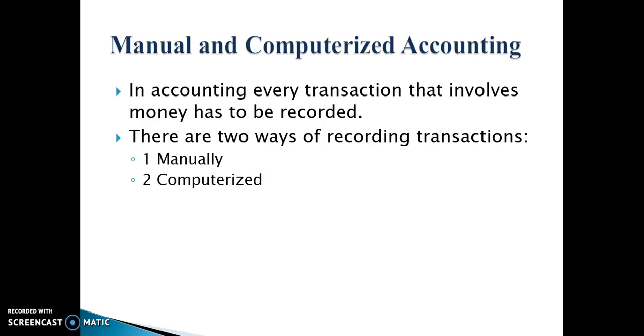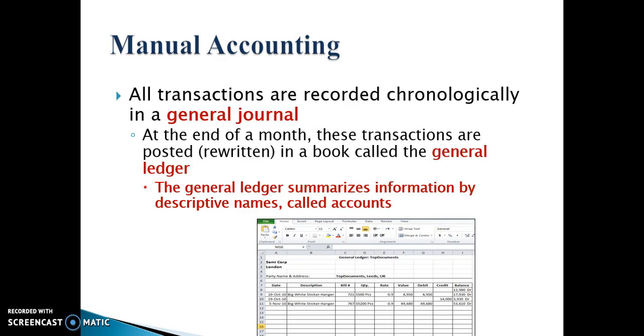So let's begin by talking about the manual and computerized accounting process. In accounting, every transaction that involves money has to be recorded. And there are only 2 ways of recording transactions when you're dealing with money. One is manually, and the other one is computerized. So let's begin with the manual process.